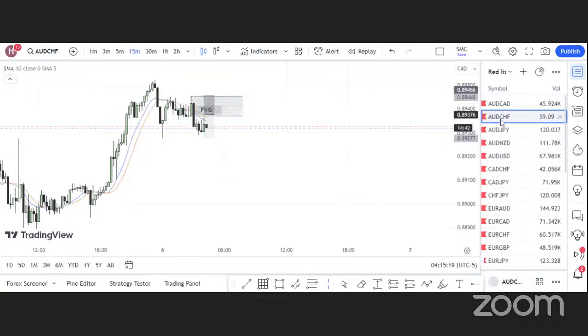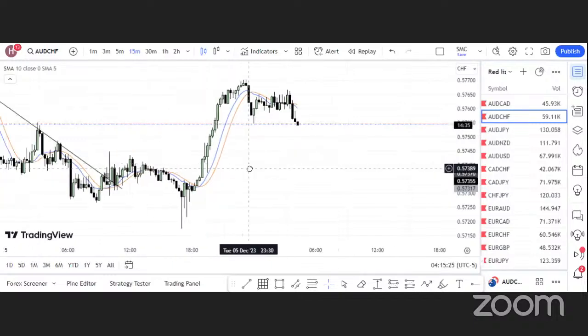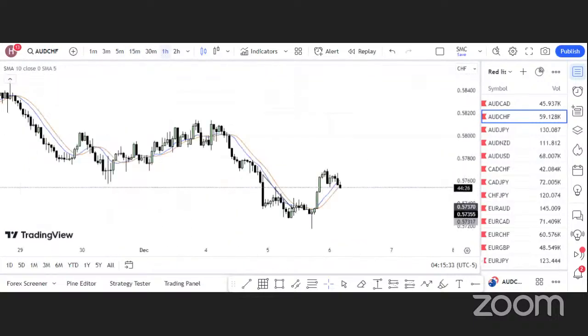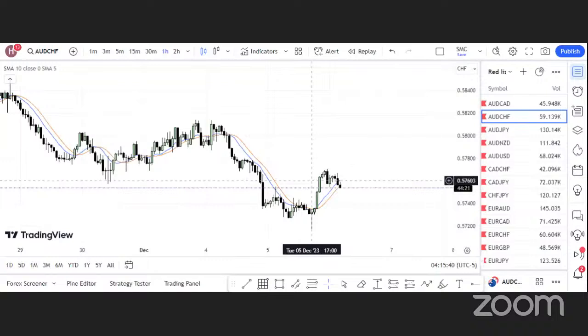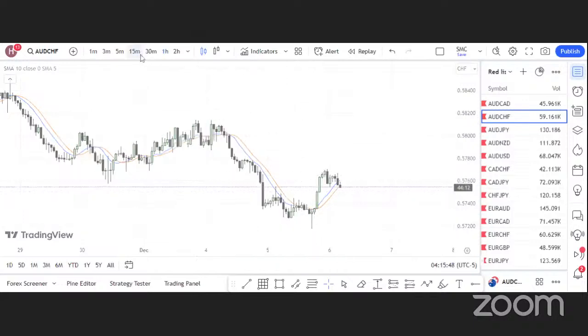Okay, so we took our time to stay on that, but nothing came out of it. Not bad, but we knew. All right. So let's look for another one. Let's look for another setup, see if we can get another clean one.